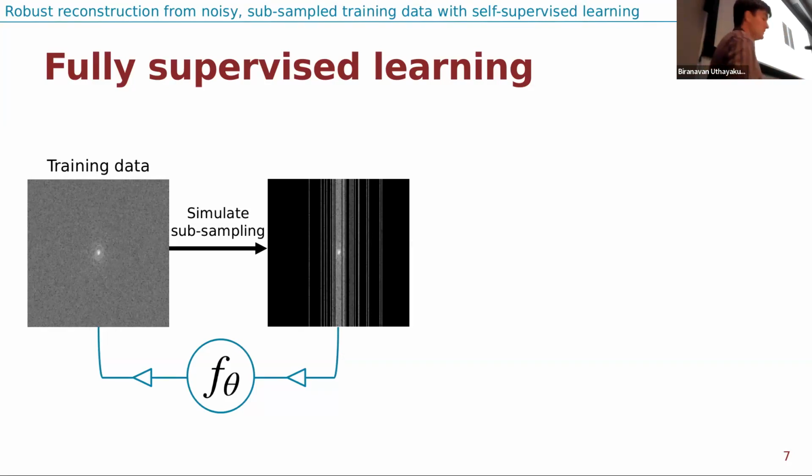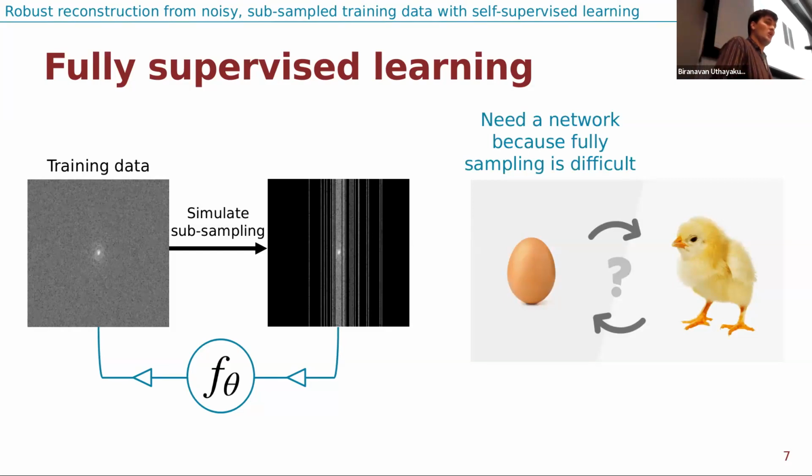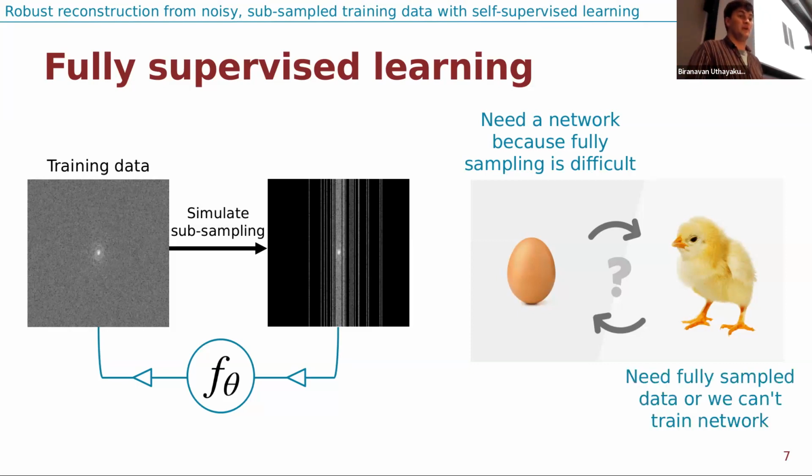So this is all very well, but there's a bit of a chicken and egg thing going on here, right? Because the egg is, the whole reason we need a network in the first place is because fully sampling is difficult or maybe even impossible for our desired spatial temporal resolution. And the chicken is we need fully sampled data or we can't train the network, right? So this is a bit of a tricky situation, so that if we're going to do this type of training, at some point we're going to need to fully acquire k-space, which may not always be feasible.